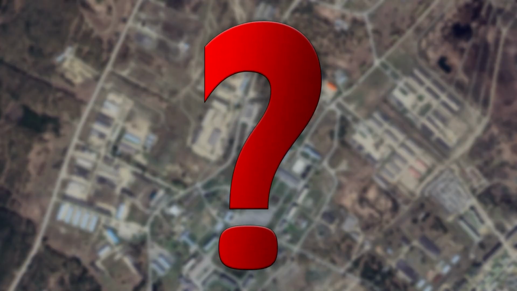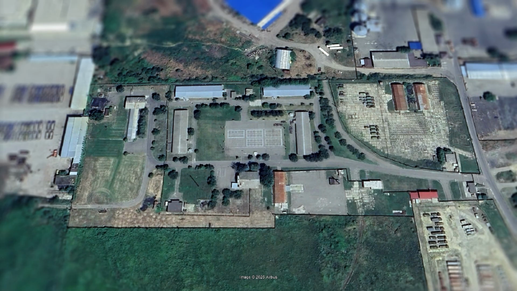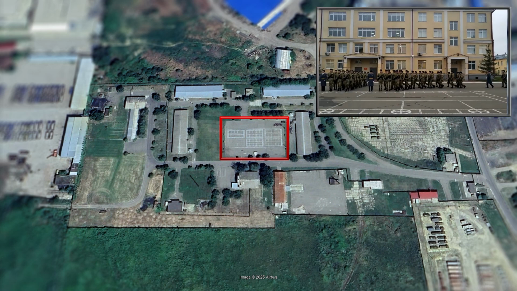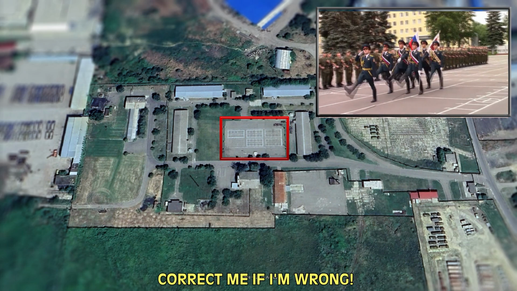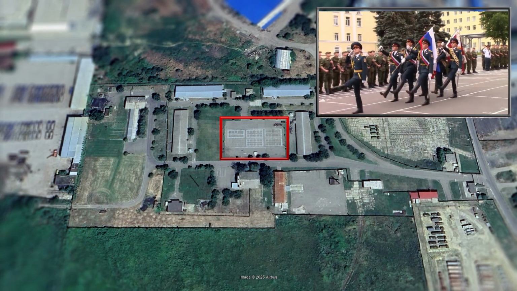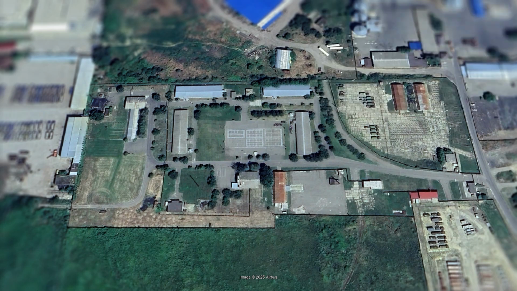Okay, so how do you actually spot a Russian military installation on satellite imagery? There are two main indicators. One of them is this white rectangle or a set of white rectangles, usually located in the center of the facility. These are meant to, as I understand this, kind of guide the soldiers where to line up during ceremonies and drill. The second indicator is the presence of green-colored military vehicles.